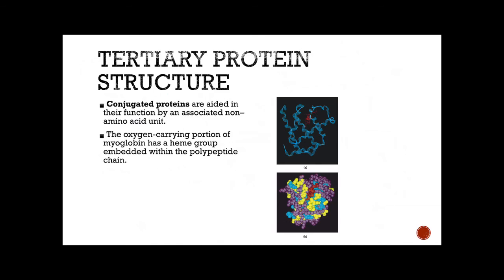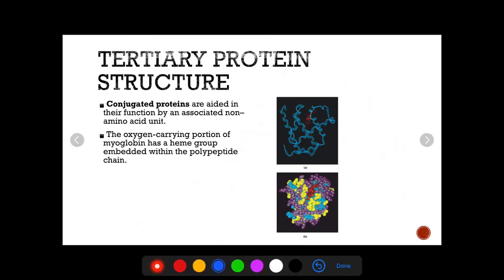So a conjugated protein is a protein that is aided in its function by the presence of a non-amino acid unit. An example is myoglobin. Myoglobin has a heme group that's embedded within the polypeptide, and you can see that here in the picture. Right here is the heme group. An oxygen attaches to that heme group so that the myoglobin can transport the oxygen.